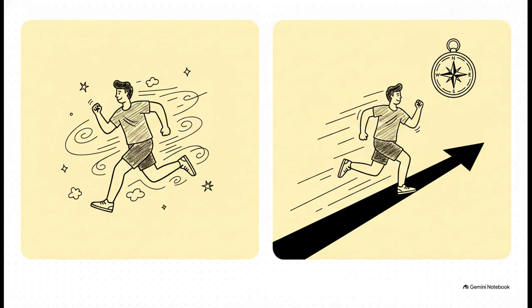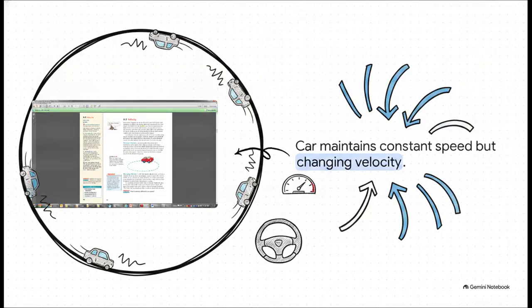Velocity, on the flip side, is a vector quantity. And vectors, they care about two things, magnitude and direction. Velocity isn't just about how fast you're going, it's about how fast you're going and exactly where you are headed. If you're running 5 meters per second, hey, that's your speed. But if you run 5 meters per second straight north, now you're talking velocity. It's a massive distinction.